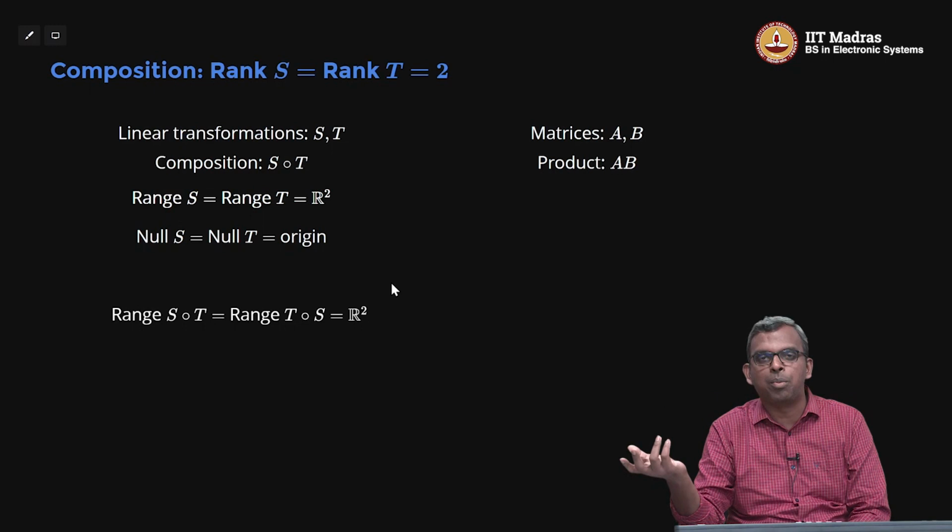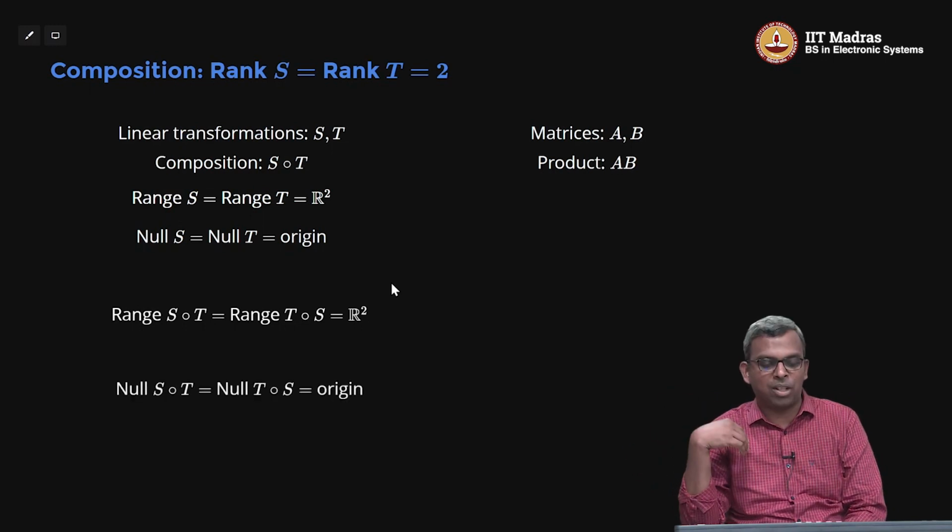Once the range of a transformation becomes R2, you know that the null of those transformations is the origin. That is just from the rank nullity theorem, so it becomes the origin.